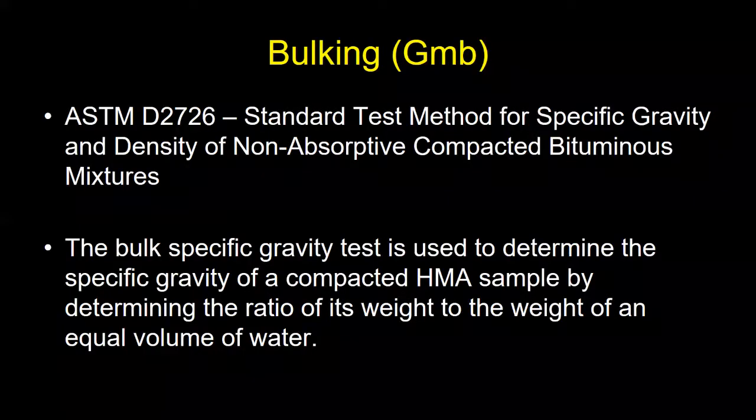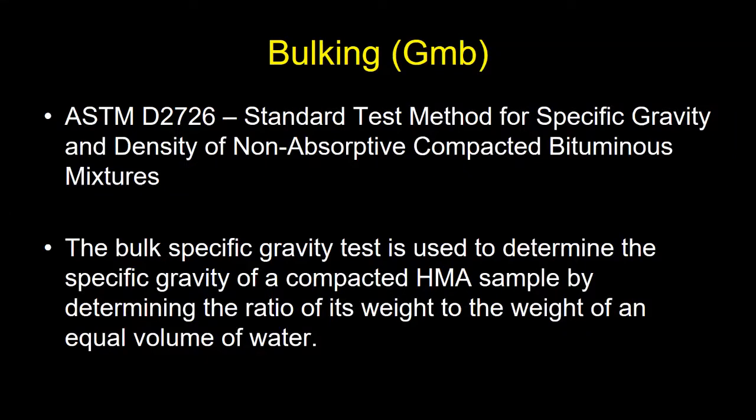We'll move to bulk specific gravity. The ASTM is D2726, the standard test method for specific gravity and density of non-absorptive compacted bituminous mixtures. The bulk specific gravity test is used to determine the specific gravity of a compacted HMA sample, and that specific gravity is comparative to water. Room temperature water, I think 25 degrees or 23 degrees C, has a specific gravity of 1.0. So that's what specific gravity is trying to compare it with.